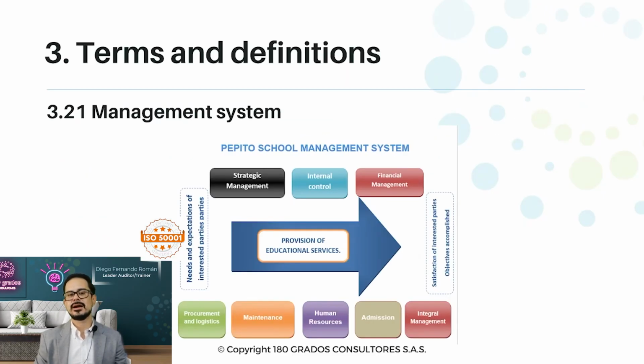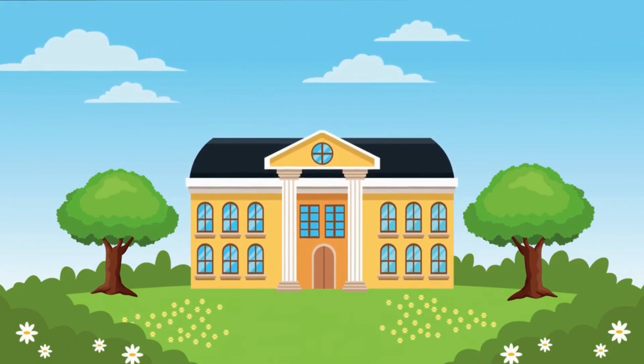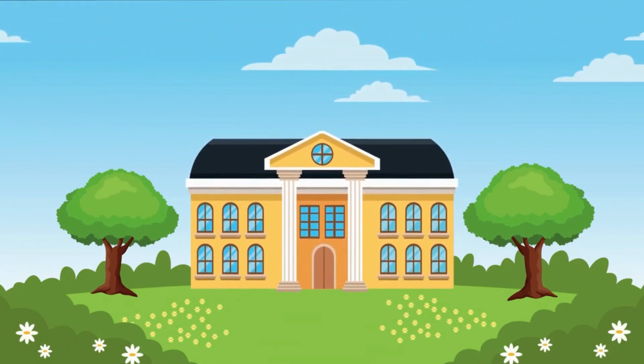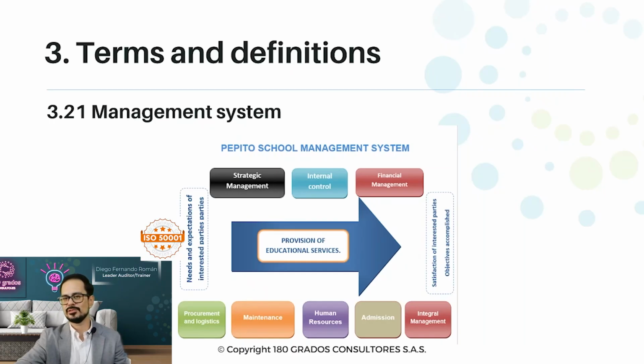Now, let's discuss the concept of process map. A process map is a graphical representation of the management system, its processes, and their interrelations. It's a powerful tool for understanding how an organization works and how its various elements interact. For this course, we'll be using an example of Pepito School. Okay? Pepito School management system. We have all been through a school, so this should make it easier to understand the structure of ISO 50001.